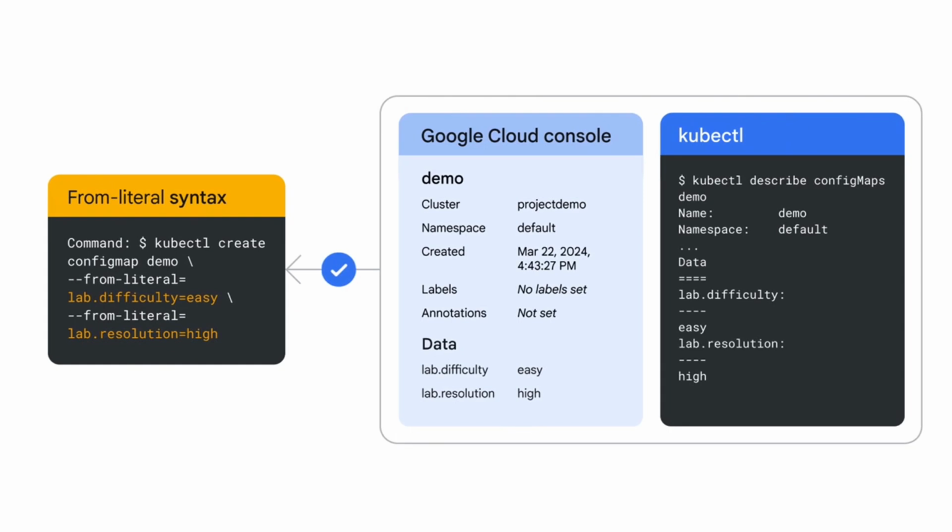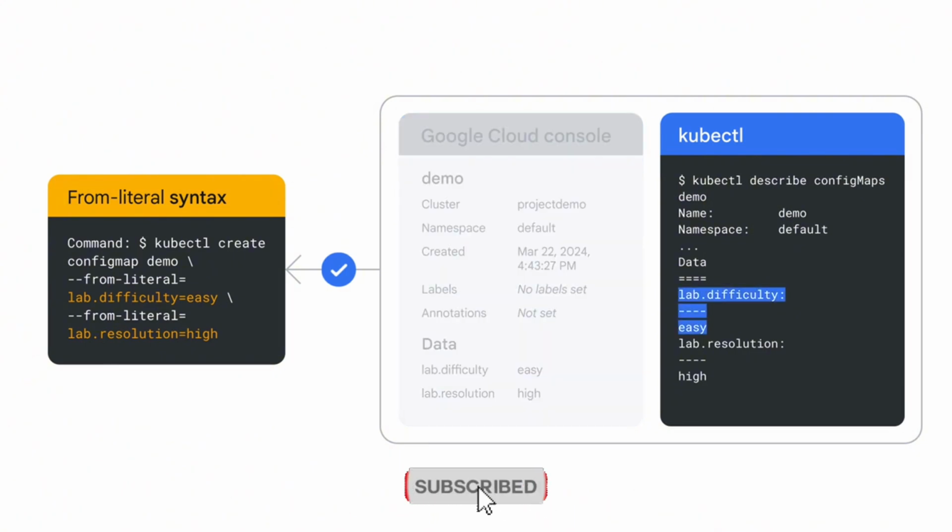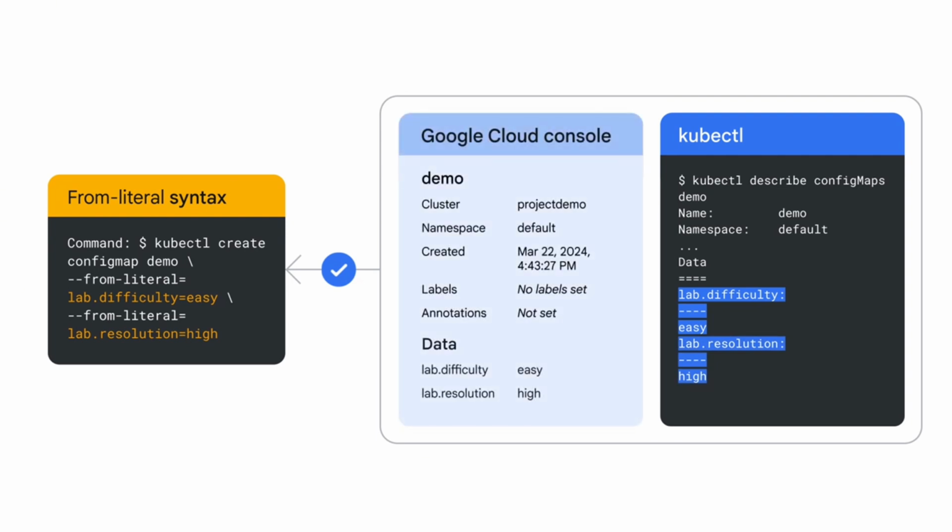Let's explore an example where a config map named demo is created using literal values. You can add multiple key value pairs, such as lab difficulty equals easy and lab resolution equals high, and even view details of config maps using kubectl or the Google Cloud Console.